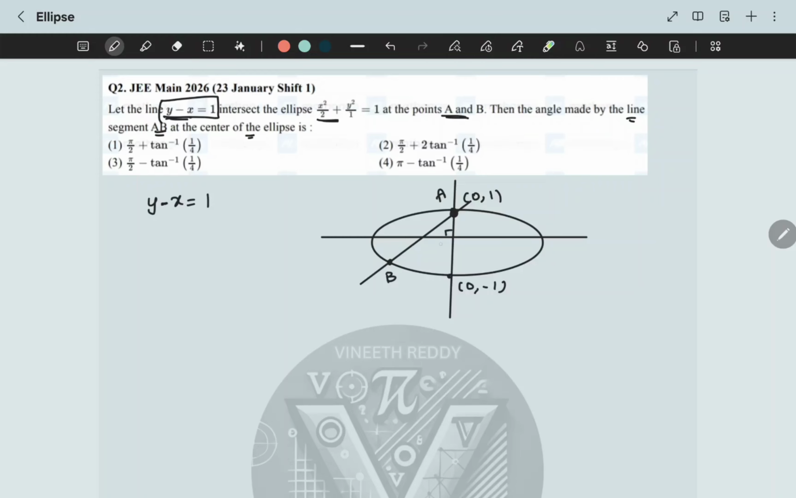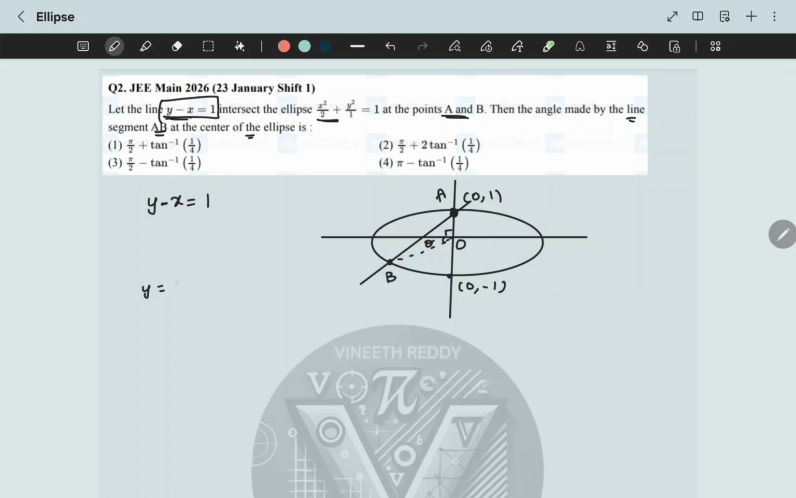Of course, the angle should be 90 plus, because I hope you understood this, the angle subtended by AB at the center should be 90 plus this theta, okay? Let us say this theta. So either it could be option A or option B also could be possible. Let us see what should be the answer.